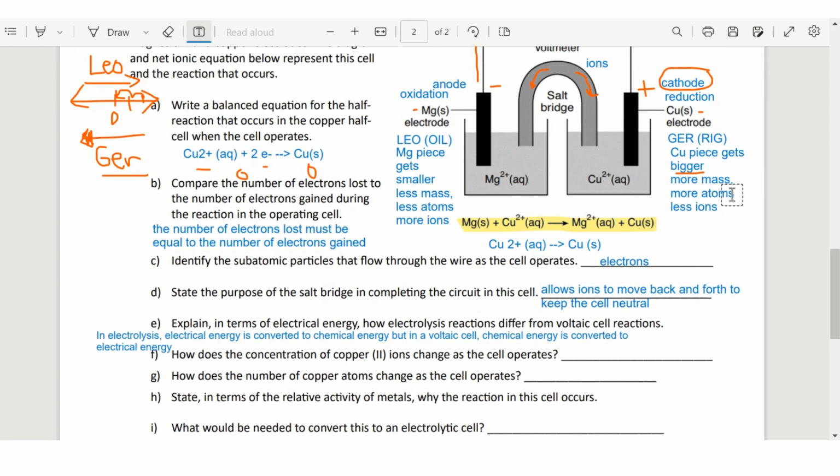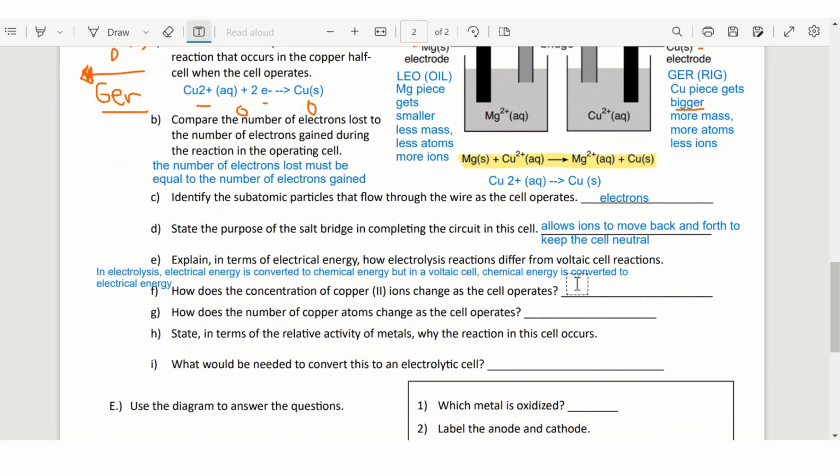How does the concentration of copper 2+ ions change as the cell operates? Ooh, I already wrote that down. What happens? The concentration of ions decreases. Okay, so let's move this over. Concentration of copper ions decreases. How does the number of copper atoms change? Okay, so the number of copper atoms increases, right? Because it's a fat cat, the cathode gets bigger.